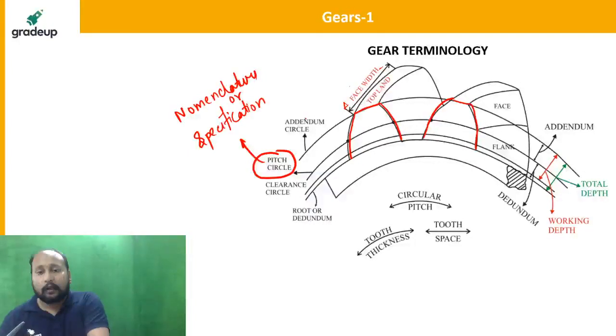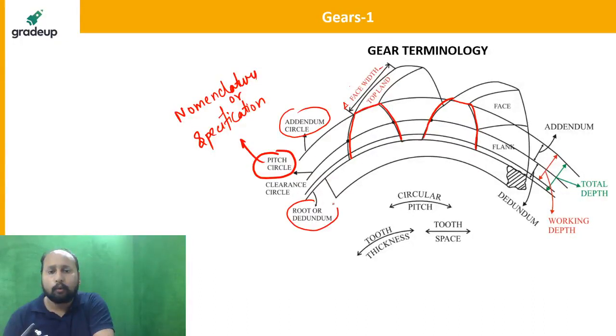Fine. So there are three circles in a gear. The one is pitch circle, second is addendum circle, and third is dedendum circle or root circle. Sometimes in some of the books they are using dedendum or root circle.